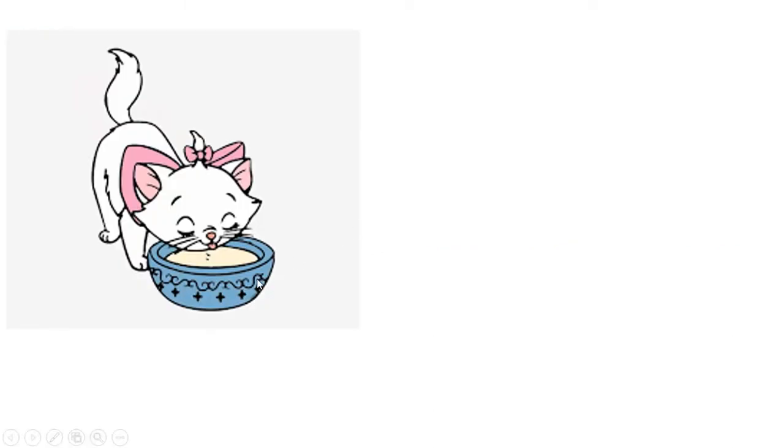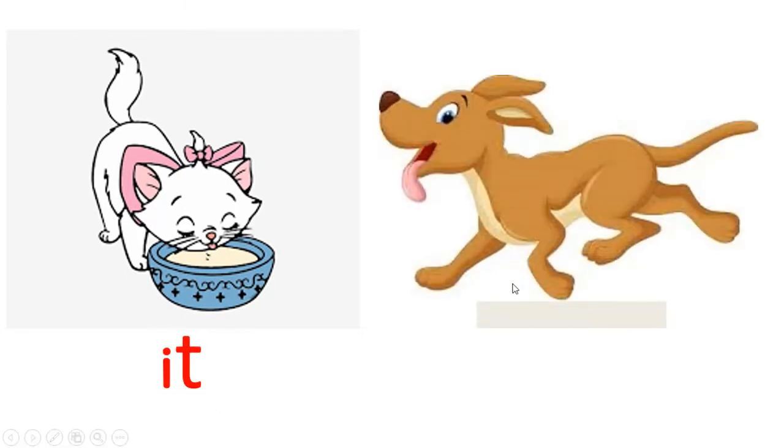Who is this? It is a cat. We use it for a cat because it is an animal. Cat is an animal, so we use it for a cat. Yes, read it. It. Yes, this is a dog. He is running. It is running very fast. We use it with a dog. Yes, read it. Students, remember we use it with an animal.